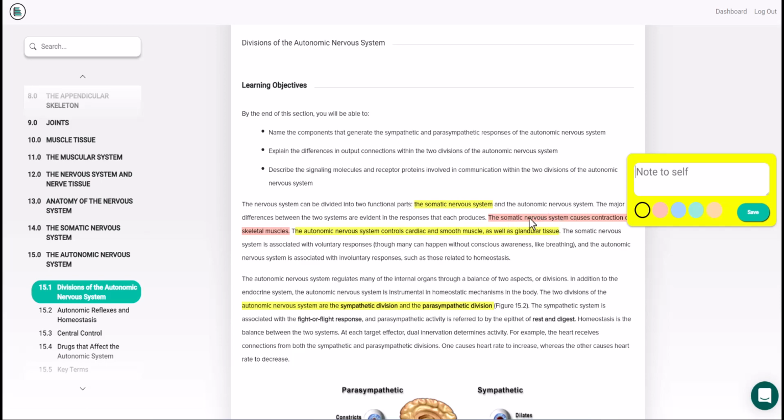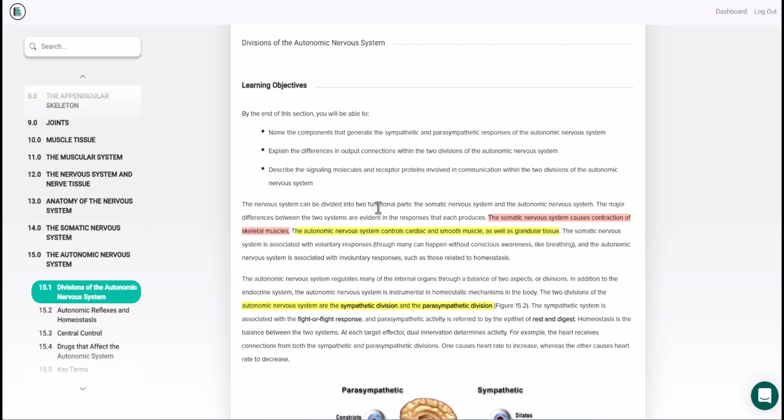The somatic nervous system controls contraction of skeletal muscles. Recall that skeletal muscles are voluntary. So your somatic nervous system is the components of your nervous system that you have conscious control over. You say, I'm going to bend my leg, I'm going to move my arm, I'm going to chew my food, I'm going to move my eyes. All of those things are part of your somatic nervous system. The autonomic nervous system is going to control those things over which you do not have control.